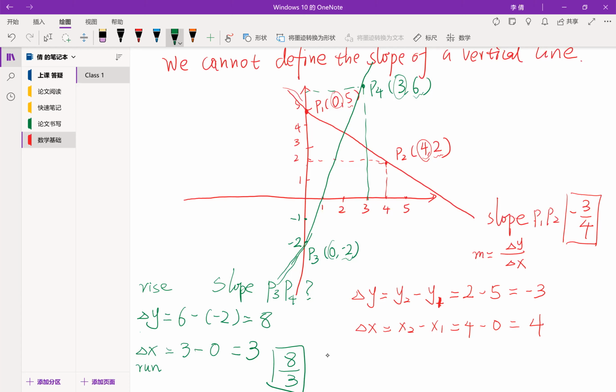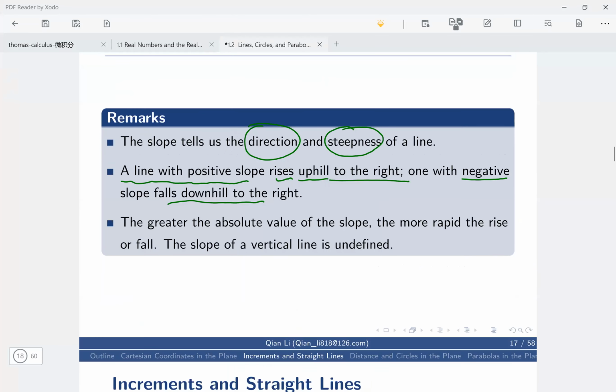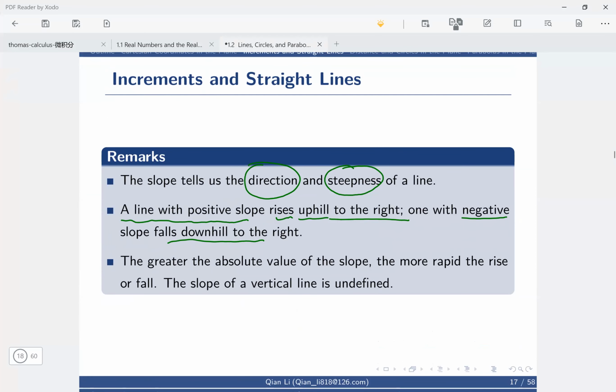And let's see the slope of this line, P sub 3 and P sub 4, is a positive number. When the slope is a positive number, this line will be uphill to the right. If the line slope is positive, it will be uphill to the right. And if it is a negative slope, it will be downhill to the right. So the slope tells us the direction of a line.